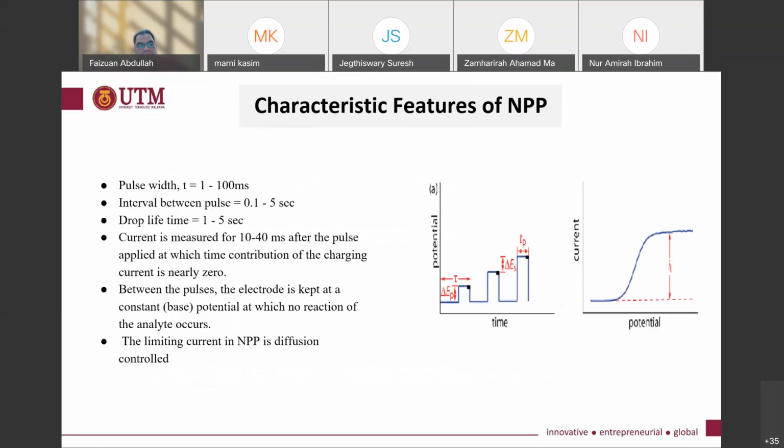So this is the graph for normal pulse polarography. The pulse width, the T, is only between 1 to 100 milliseconds. The interval between the two pulses is 0.1 to 5 seconds. Drop lifetime is 1 to 5 seconds. The current we measure is 10 to 40 milliseconds after the pulse is applied, at which time the contribution of the charging current is nearly zero. So between the pulses, the electrode is kept at constant potential at which no reaction of the analyte occurs. And the limiting current in NPP is diffusion controlled.